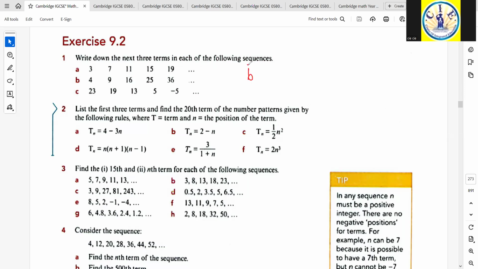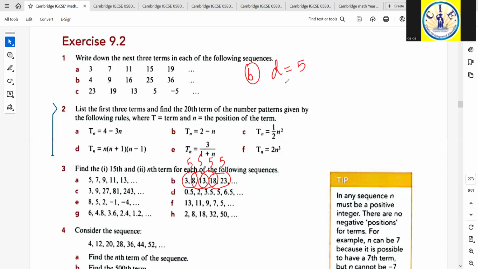Now let's start part B. We see that 8 minus 3 is 5. 13 minus 8 is 5. 18 minus 13 is 5. And 23 minus 18 is 5 also. So the common difference, the difference between any two consecutive terms, is 5.